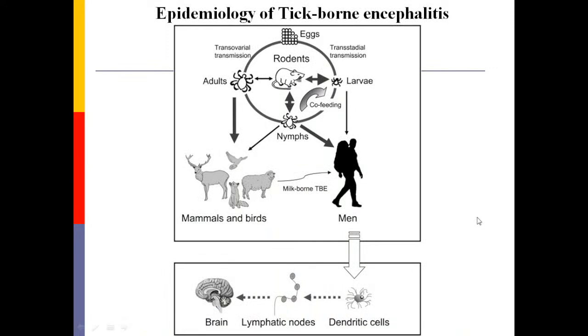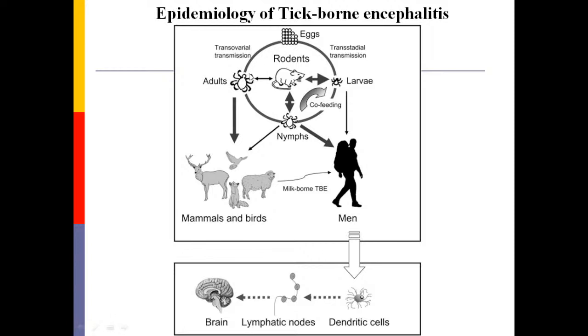The first one is tick-borne encephalitis, or Russian spring encephalitis. From the name of this disease, you may understand that it's transmitted by biting of ticks, and it causes encephalitis in humans. Firstly, about transmission. Maybe this scheme is difficult for you, but I'm going to explain. I want to show you that in different stages of development of ticks, they are infected.